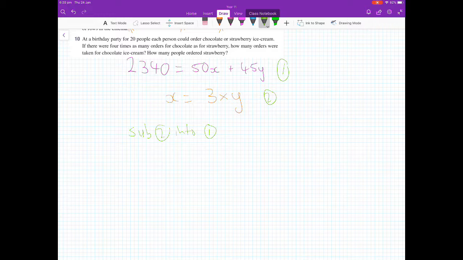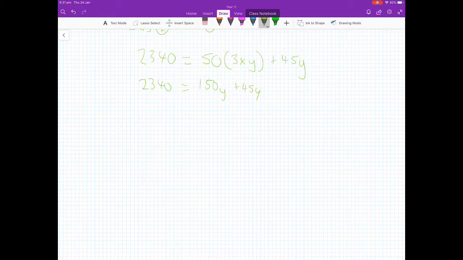I'm going to sub 2 into 1 just because 2 is an easier equation. So wherever there was an X, we're now going to put in 3 times Y. So, 2,340 equals 50, not X, but 3 times Y. Yeah, there he is, 3 times. Alrighty, plus 45Y. Expand it out, 50 times 3 equals 150. You'll eventually have to add that 150 and that 45 because they're both lots of Y. So 2,340 equals 195 Ys.